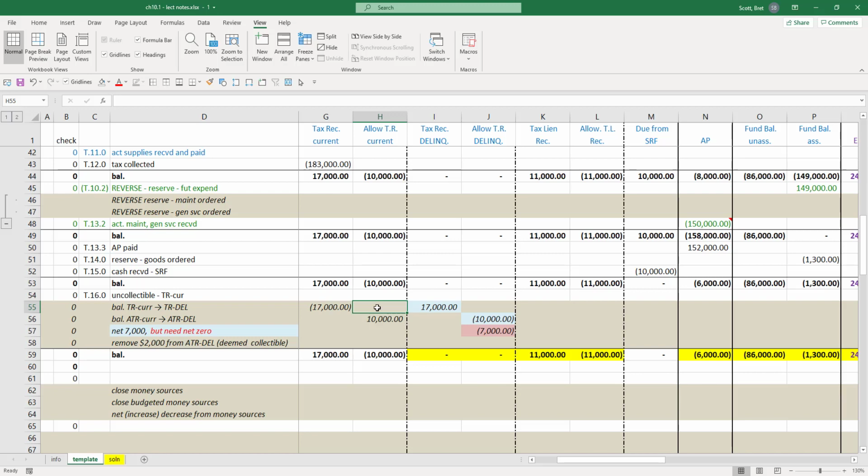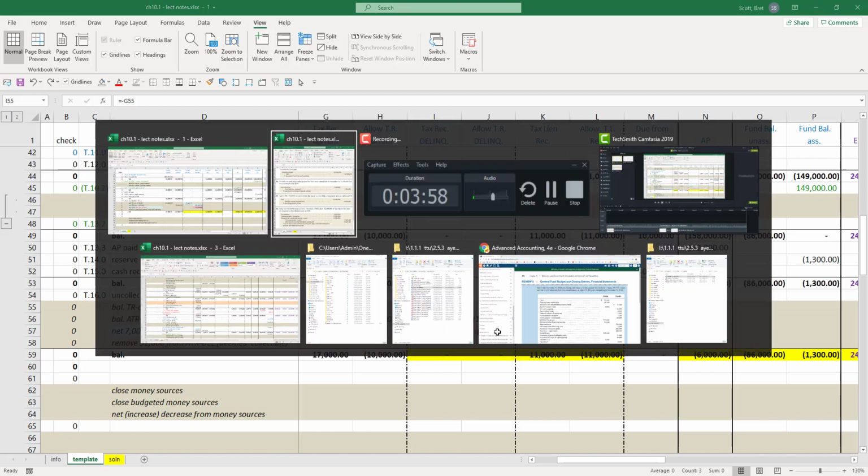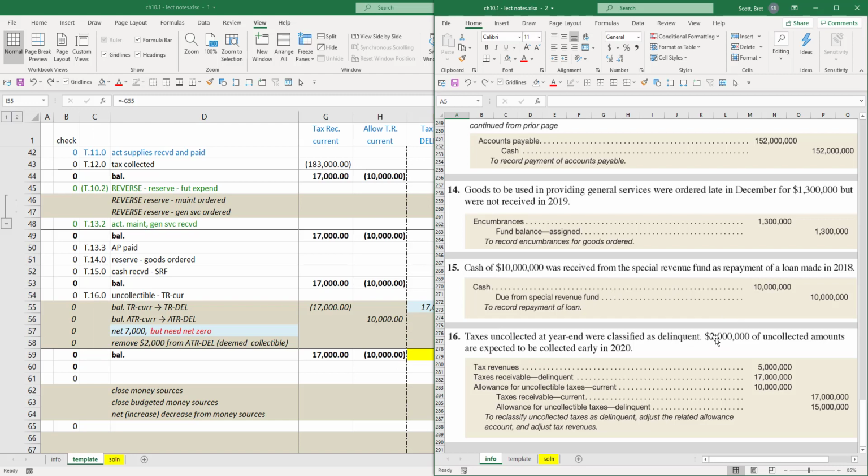The question we really need to ask ourselves is, do we really expect to collect 0 from the 17 million? Or maybe the 7 million is still reasonable? Well, think about this. Let's go ahead and set it to 0 and then go back to the facts and look to see whether or not that is reasonable. Should we collect 0, or is there some amount higher that we expect to collect? And they say right here, 2 million of these now delinquent accounts receivables of these uncollected amounts will be collected in 2020.